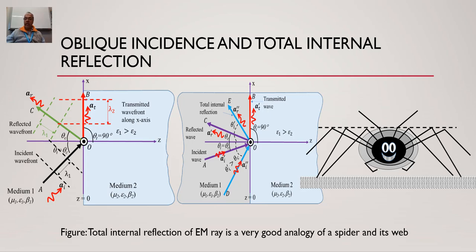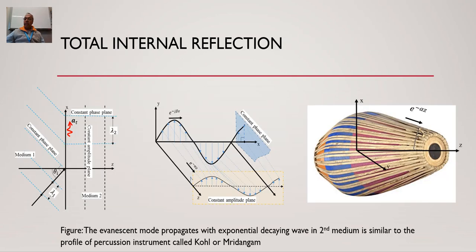Different incident angles are shown with the analogy of the spider's two antennas as the wave propagates to the second medium, for an incident angle smaller than the critical angle. The legs of the spider represent the total internal reflection when the incident angle is greater than the critical angle. For the total internal reflection, what happens to the transmitted wave?